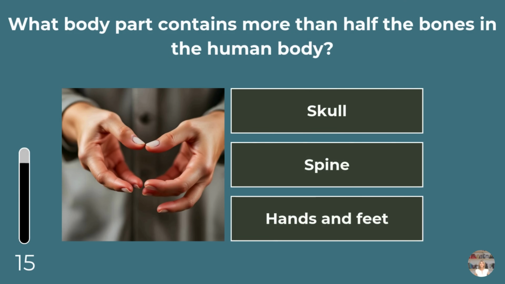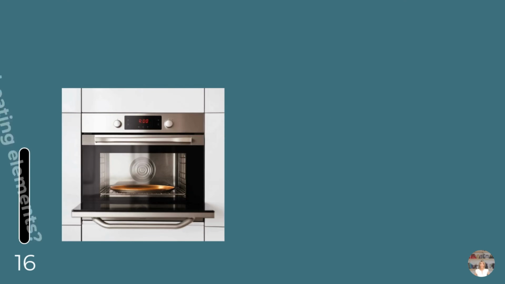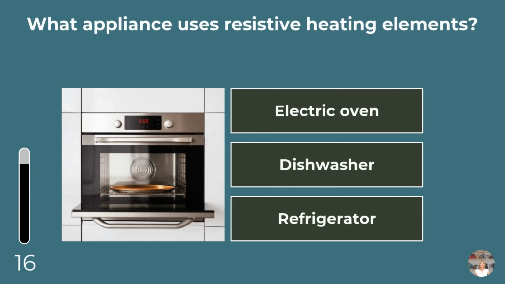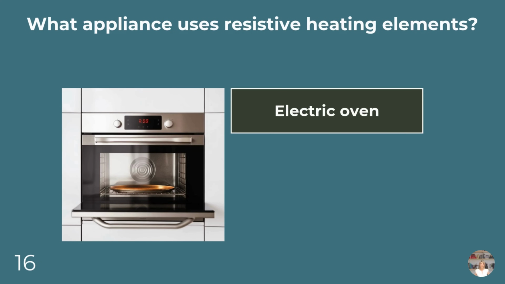What body part contains more than half the bones in the human body? Skull, spine, hands, and feet? Hands and feet. What appliance uses resistive heating elements? Electric oven, dishwasher, or refrigerator? Electric oven.